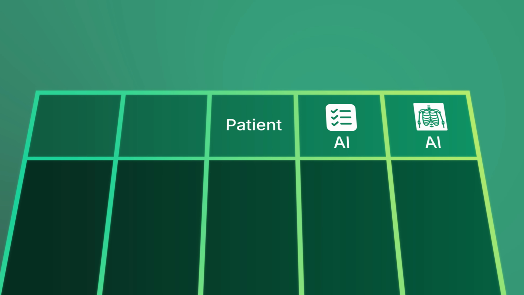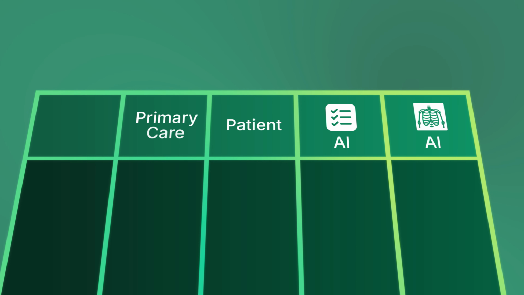Next, define the patient population. This is the group of patients your AI will affect. You'll add them as the next swim lane in your diagram, so we can see exactly who the pathway is built for. Then, map out the other stakeholders in the pathway.